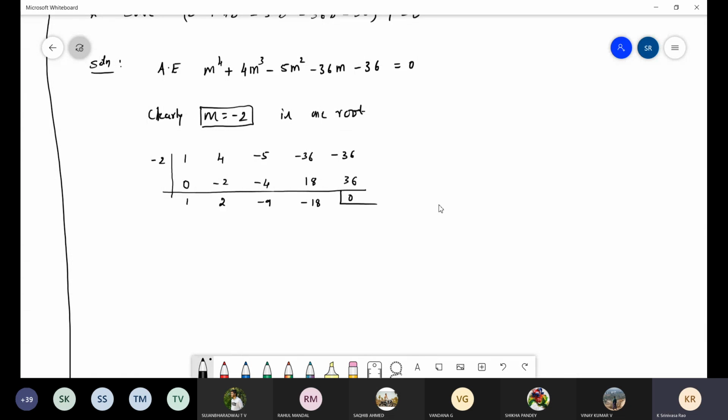I hope you are understanding and you are doing it parallelly. Please don't copy what I am writing; it is only to verify. So this implies you will get a cubic equation: m cube plus 2m square minus 9m minus 18 equal to 0.